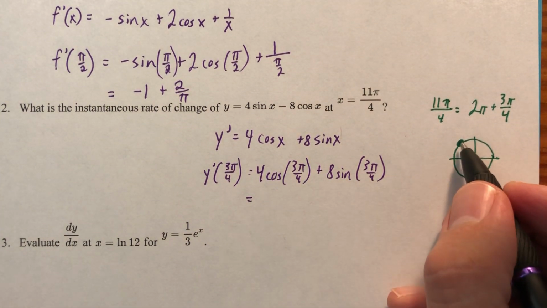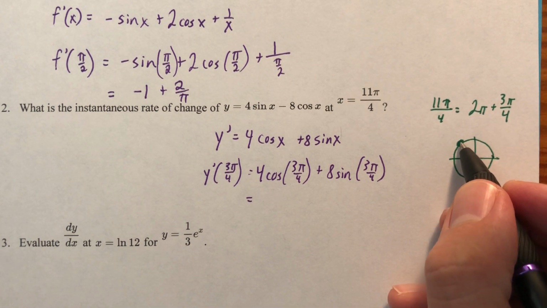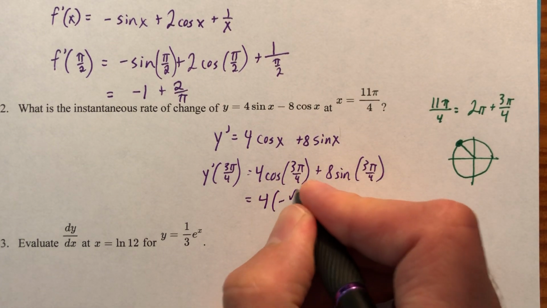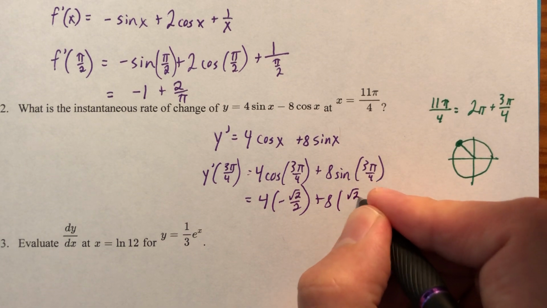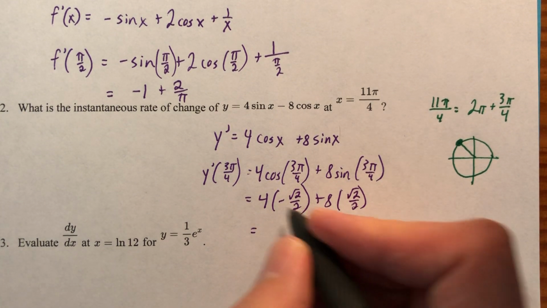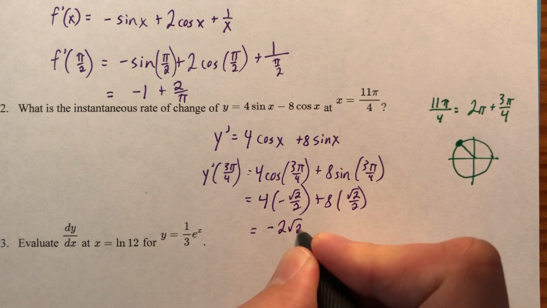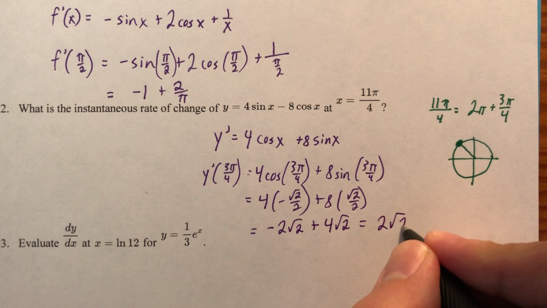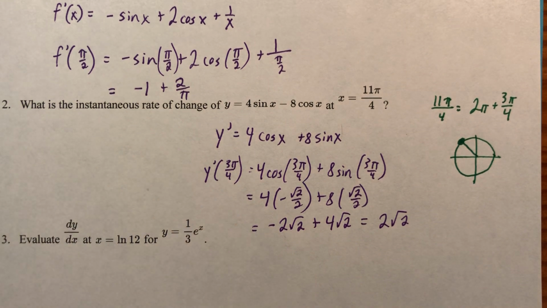Cosine of 3 pi over 4, this coordinate is negative square root of 2 over 2, comma, positive square root of 2 over 2, and the cosine is the x value, so 4 times negative square root of 2 over 2, plus 8 times positive square root of 2 over 2. And that leaves us with, let's see, this 4 cancels with that 2, gives me negative 2 square root of 2, plus 4 square root of 2, which gives me 2 square root of 2. That's it. All right, that's the exact value of the instantaneous rate of change.